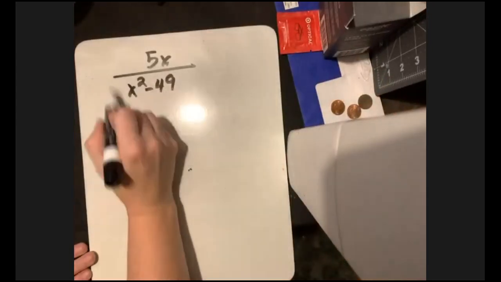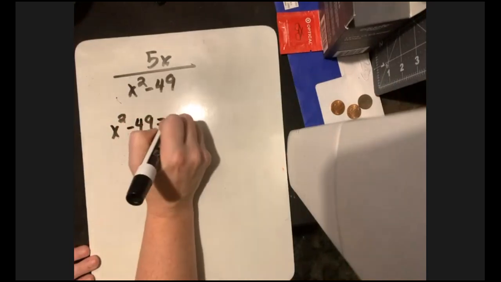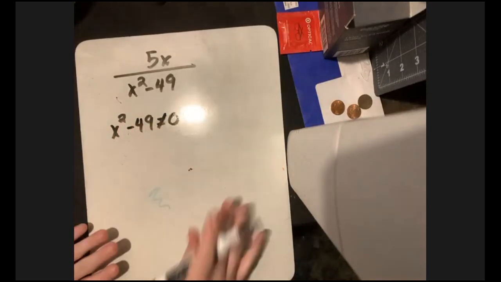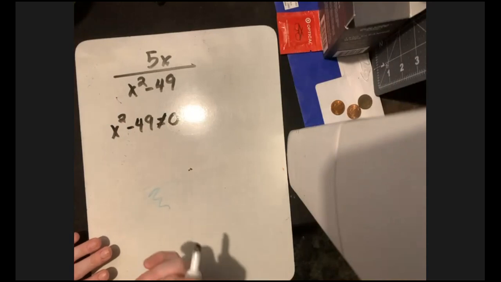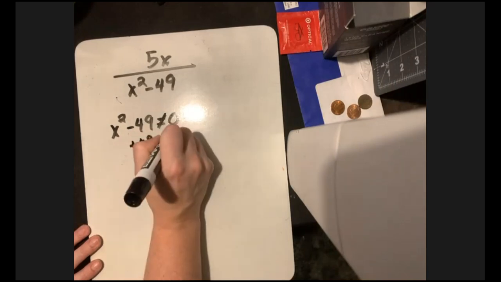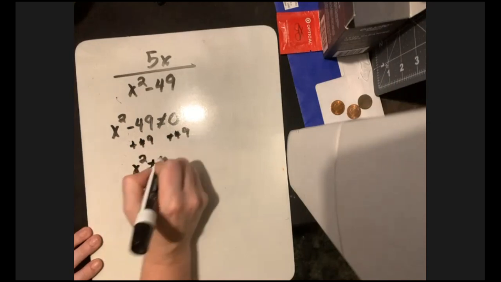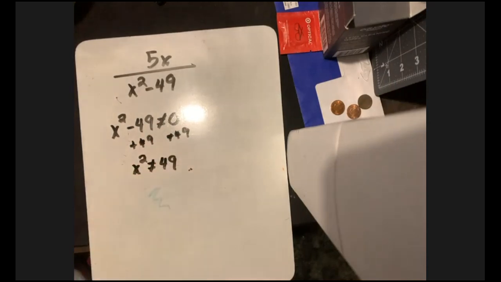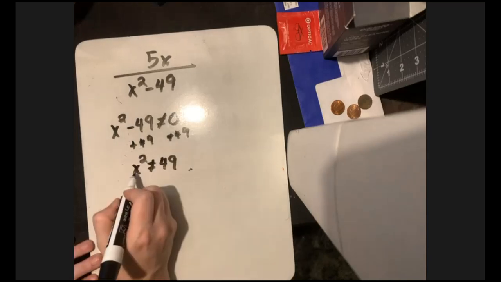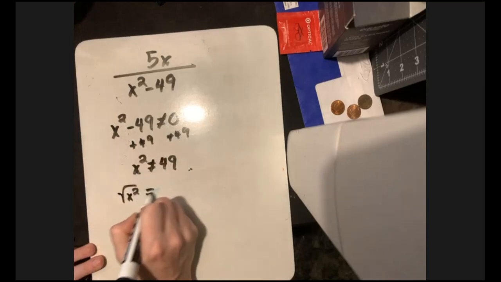So we don't want x squared minus 49 to equal 0. What we're going to do is set it up and say that it can't equal 0, and we're going to process this the same way we would as if it were an equal sign. So I'm going to add 49 onto both sides. And then same thing as we've done before, we're going to take the square root on both sides.